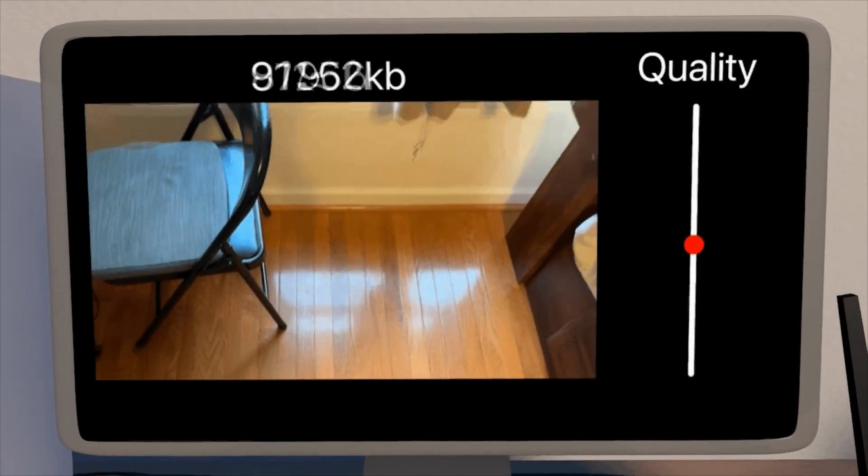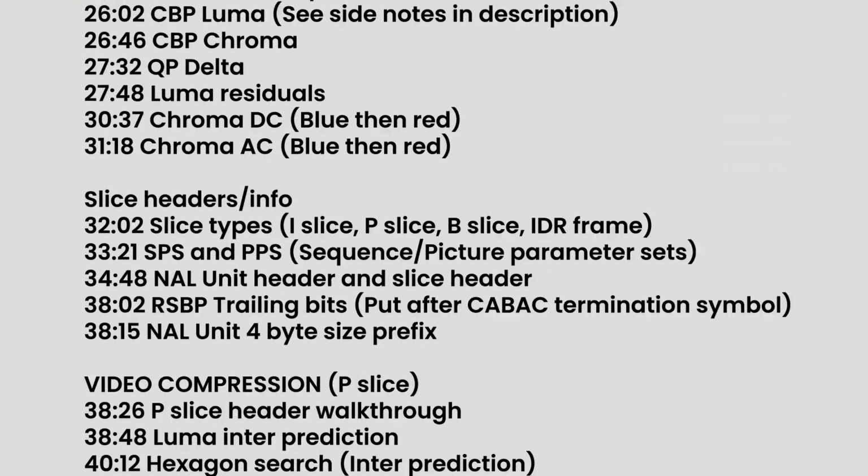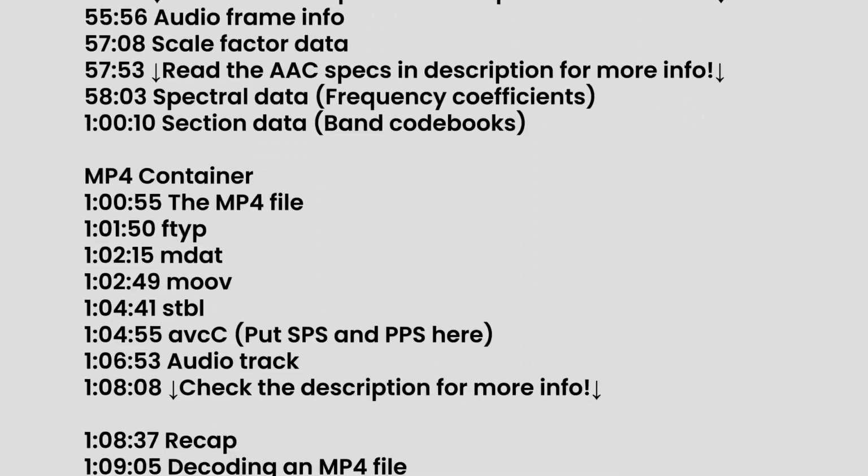The more a video is compressed, the more it starts to fall apart. You've probably seen those blocky squares before. That's compression at work. By the end of this video, you'll understand exactly why that happens, and the precise steps taken to squeeze your videos down to a fraction of their size.